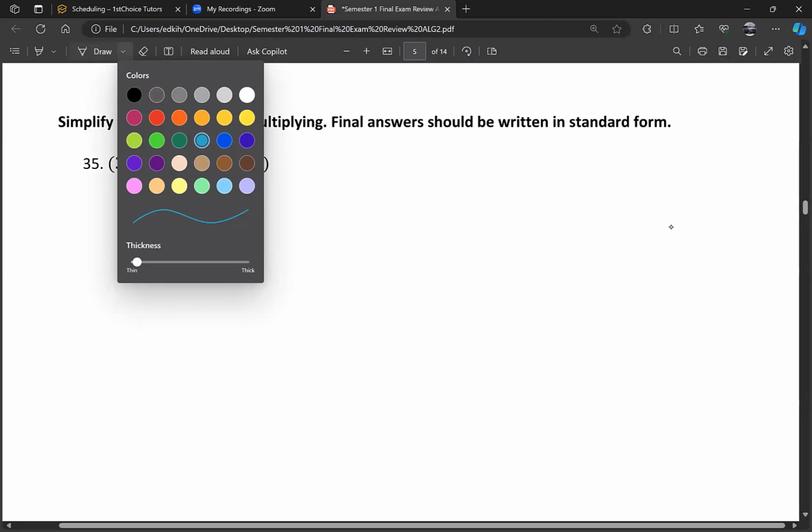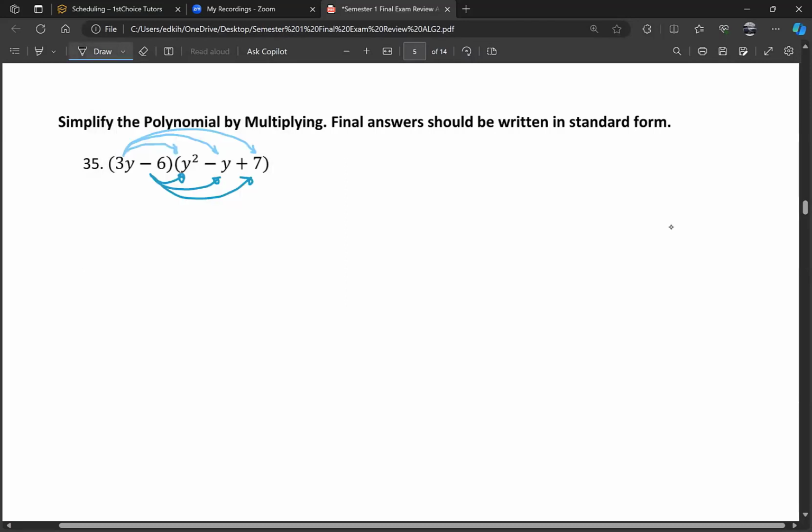I'm going to use this color. 3y times y squared is 3y to the third. 3y times -y is -3y to the second. 3y times 7 is 21y. And then -6 times y squared is -6y to the second. -6 times -y is +6y. -6 times 7 is -42.